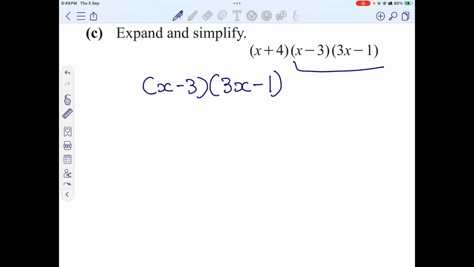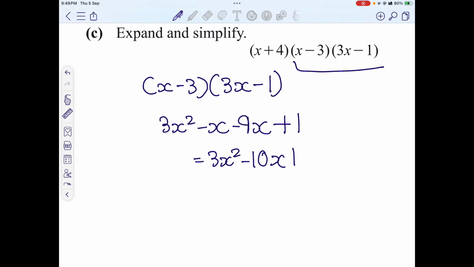When you're doing this type of expansion, you have to multiply x first with 3x, which means 3x squared. x into negative 1, so negative x. Negative 3 into 3x, that's going to be negative 9x, and negative 3 into negative 9 is going to be positive 1. Alright, simplify this: 3x squared, negative x minus 9x, negative 10x plus 1.